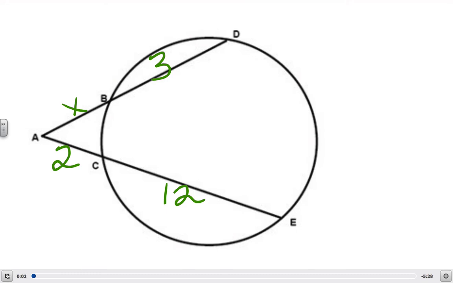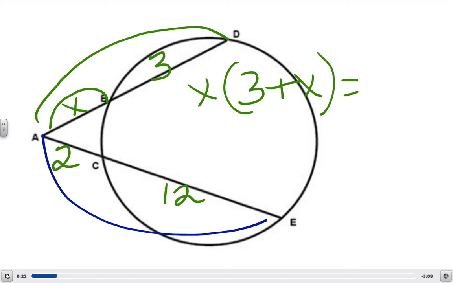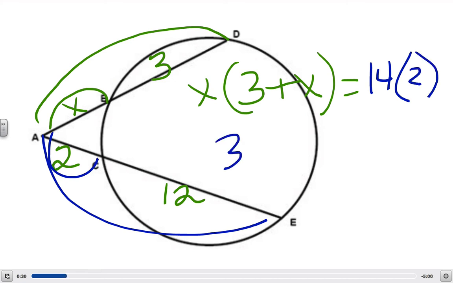Okay, so let's find the value of X. Now our theorem tells us that if we take the entire length of the secant, so that would be 3 plus X, and multiply it by the external secant, that's going to be equal to the other secant's total value, which in this case is going to be 14, times the outside value of 2. So when we distribute, we're going to get 3x plus x squared is equal to 28. Well, how do I go about solving for x? Well, let's set it to 0 and find the roots.